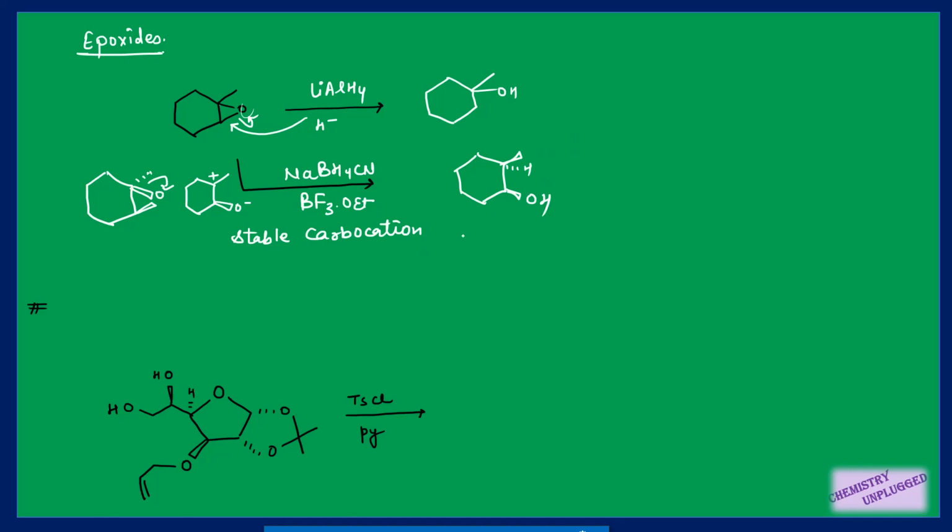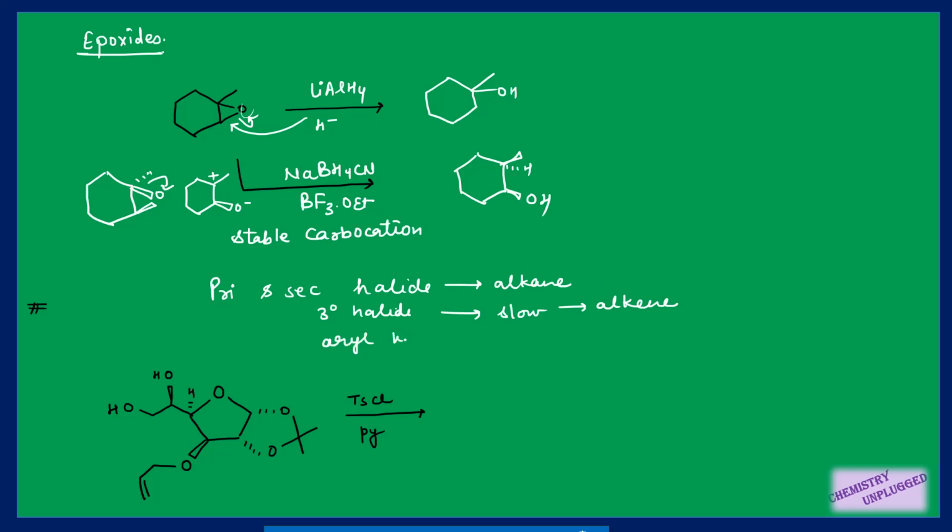Then we have taken many properties of lithium aluminum hydride, that it can reduce almost all types of functional groups, right. One more important thing about them is they can reduce primary and secondary halides to alkanes. Reduction of tertiary halide is very slow, and they will form alkanes, right. And if you are using aryl halides, then they will form the corresponding hydrocarbons, right.